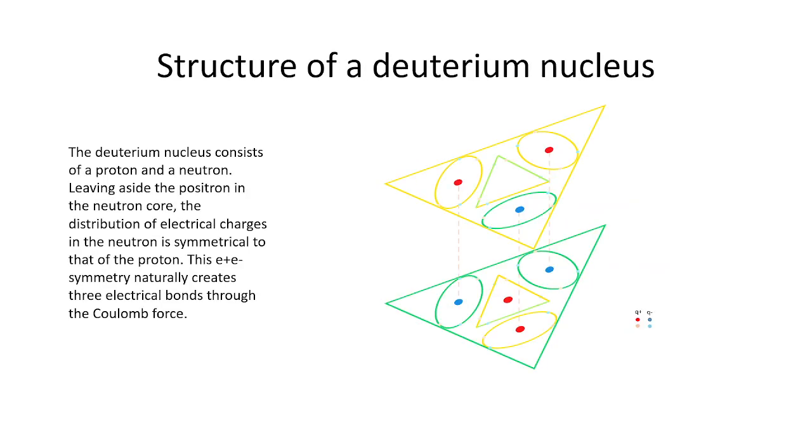Structure of a deuterium nucleus. The deuterium nucleus consists of a proton and a neutron. Leaving aside the position in the neutron core, the distribution of electrical charges in the neutron is symmetrical to that of the proton. This E+ E- symmetry naturally creates three electrical bonds through the Coulomb force.